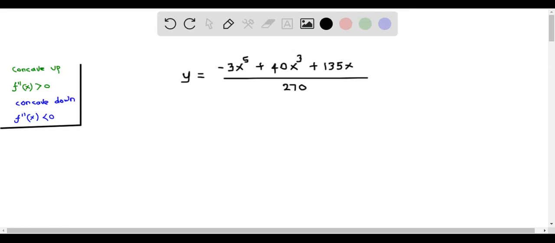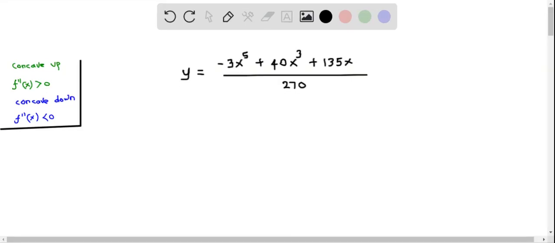We now determine the open intervals in which the graph of y is concave up or concave down. For this, we use the fact that the function f of x is concave up whenever its second derivative is positive, and whenever the second derivative is less than 0, it is concave down. So to determine the intervals of concave up and concave down, we should find the second derivative of the equation y. So let's find the second derivative.